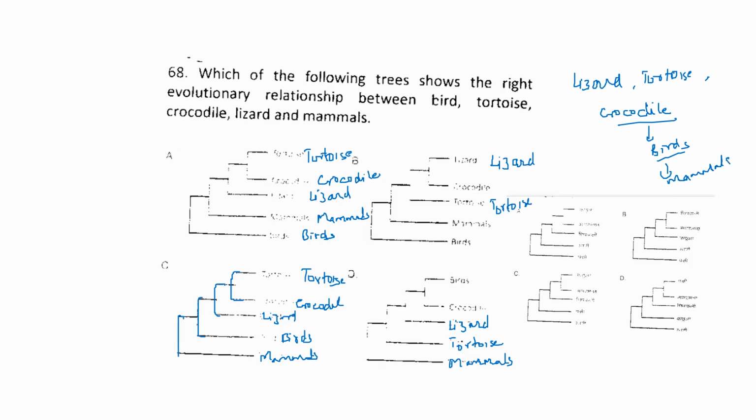These represent the phylogenetic tree. If we look at all these, here the mammal has been shown close to these reptiles. So this is the wrong option. And here the birds and crocodile have been shown close. So this is also a wrong option. And if we see all these options here, mammals are shown close to reptiles. So this is also wrong. So if we see tortoise, crocodile, and then lizard, birds, and then mammals, C should be the correct one.